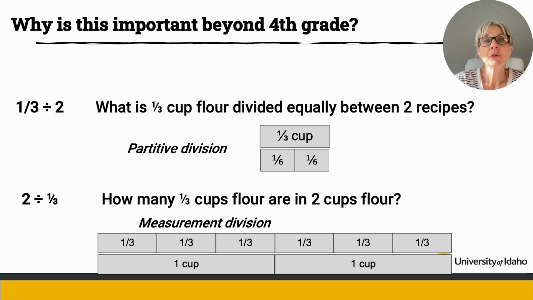For example, think about a third divided by 2. It is much easier to do with partitive division. 1/3 cup divided into 2 equal recipes would be 1/6 of a cup. When looking at 2 divided by a third, it's easier to think about how many thirds are there in 2, which is measurement division.